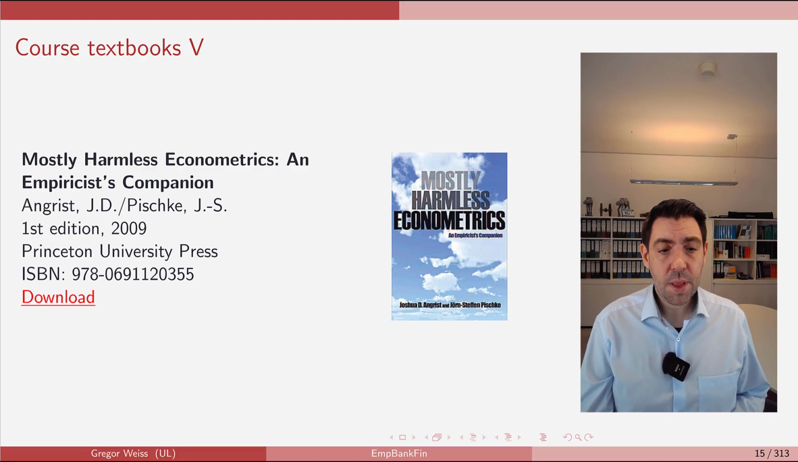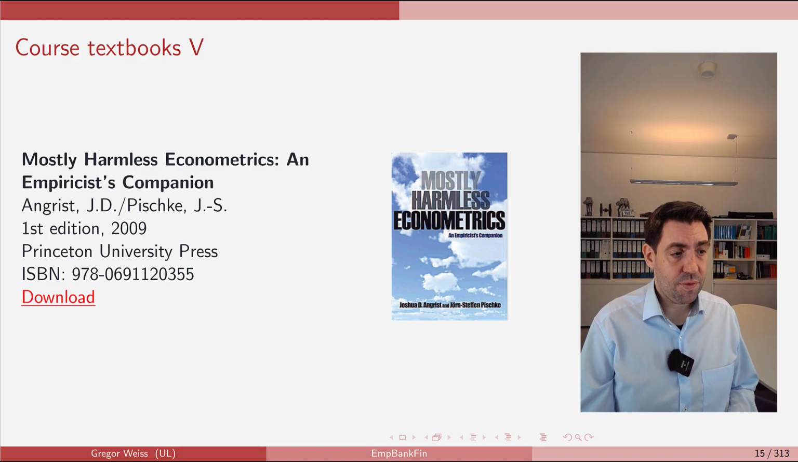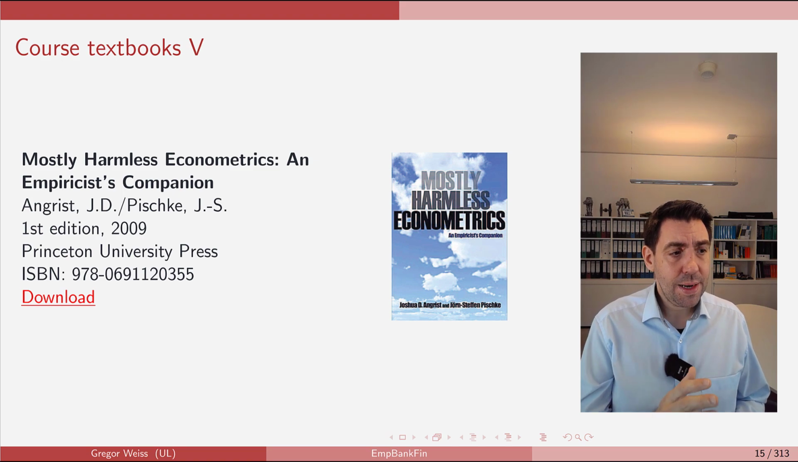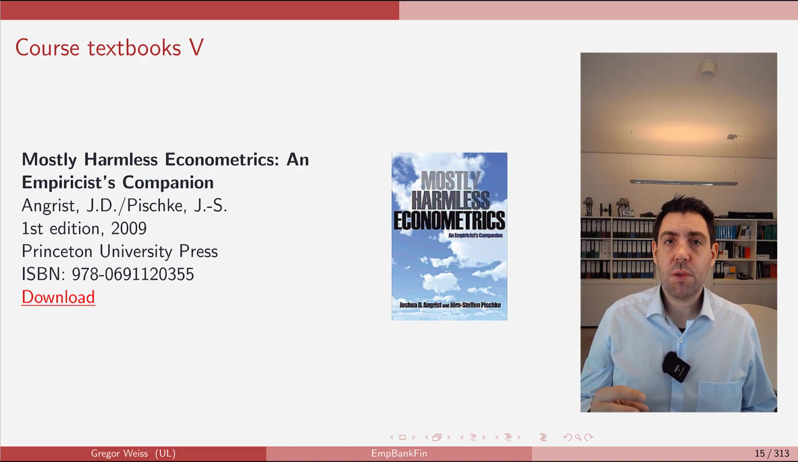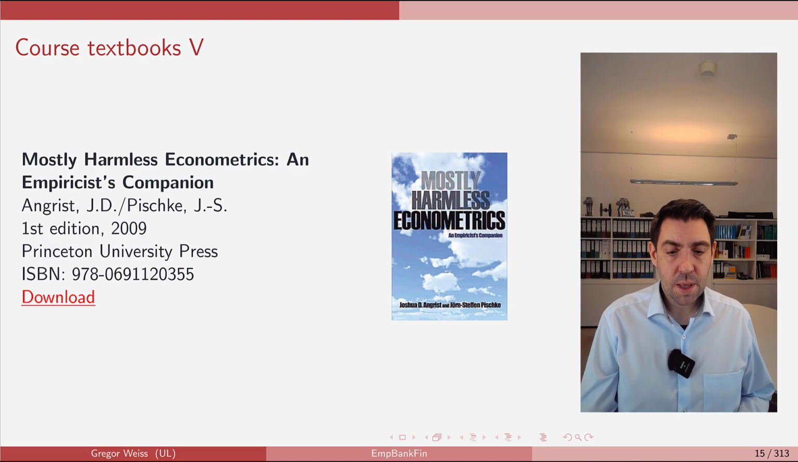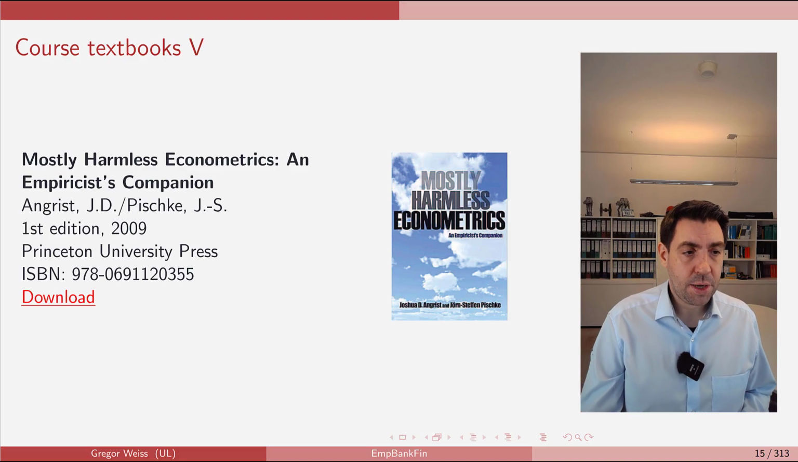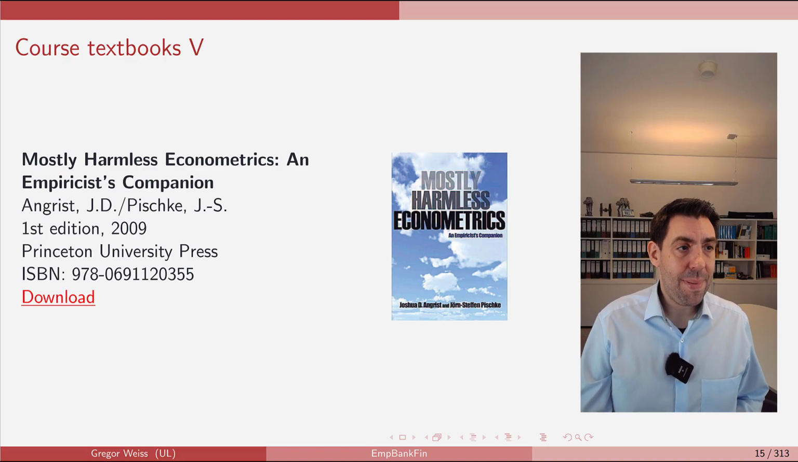And last but not least, Mostly Harmless Econometrics and Empiricist's Companion. You can actually download this from the internet for free, if I'm not very much mistaken. And this is Angrist and Pischke, Mostly Harmless Econometrics. Perfect textbook, especially because it concentrates on the problem of identification and how to deal with the identification settings and how to show causal relations in econometrics. So this is definitely a must read in this class and in these videos.